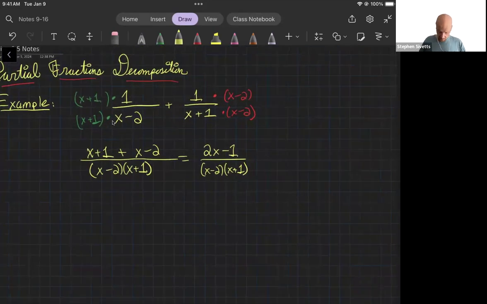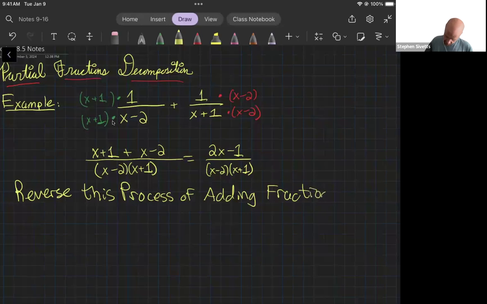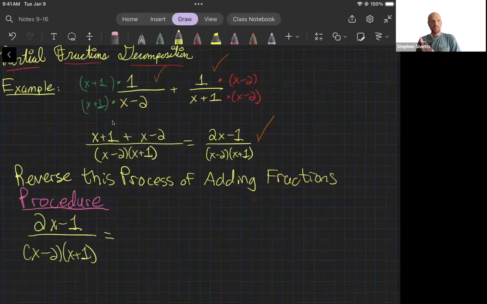With partial fractions decomposition, we want to reverse this process. We want to reverse the process of adding fractions. In other words, we want to start off from the end product, and we want to separate one fraction into two, right? And here is the procedure. If I start off with the end result, 2x minus 1 divided by x minus 2 times x plus 1, this one fraction is equal to a sum of the fractions that have the two opposing factors on the bottom, right?